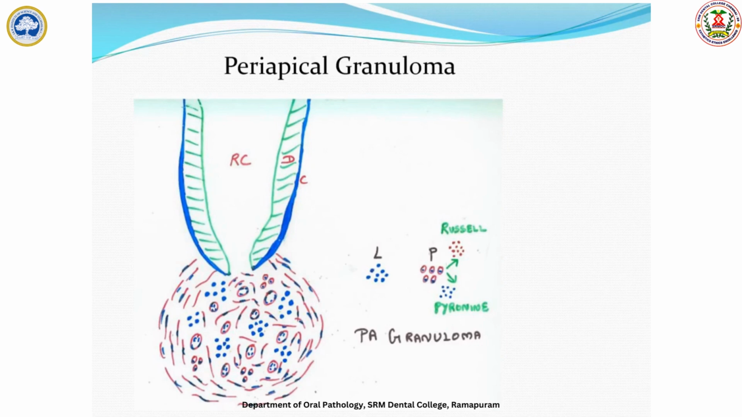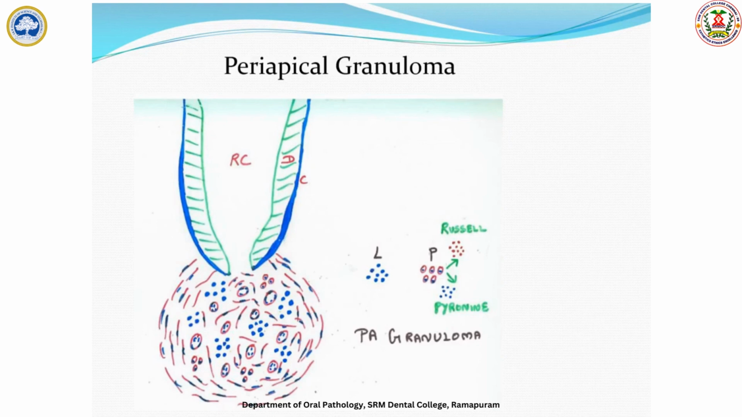So necrotic debris or infection from the dead pulp tissue, once it reaches the periapical region, triggers an inflammatory process in the periapical region. This inflammatory process initially will be acute. At that time the patient will have pain, or sometimes abscess formation, and swelling also can come. When it is not treated, the infection goes for chronicity.